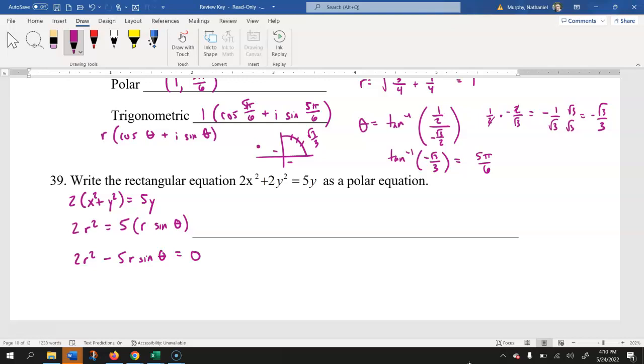And now if I divide everything by r, we'd be left with 2r minus 5 sine of theta equals 0. So what we did here is we divided everything by r. And now I'm going to solve for r. So I'm going to add 5 sine of theta and divide by 2. So that would be your polar equation. That's all we'd have to do for that.